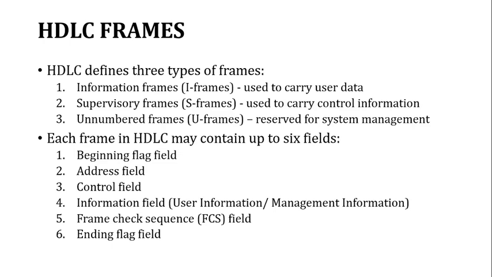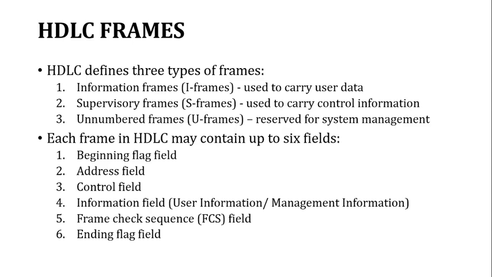Next we are going to see about its frames. HDLC defines three frames: I frame, S frame, and U frame. I frame, the information frame, is used to carry user data. S frame, the supervisory frame, is used to carry control information. And the third one, unnumbered frames, are reserved for system management.